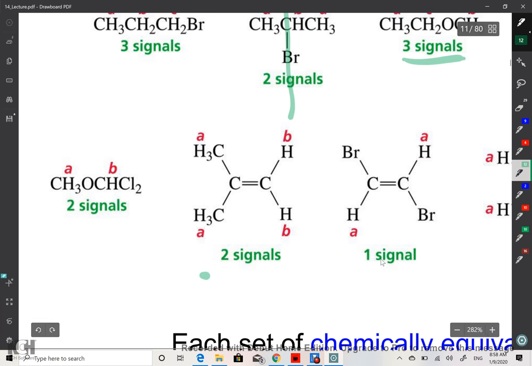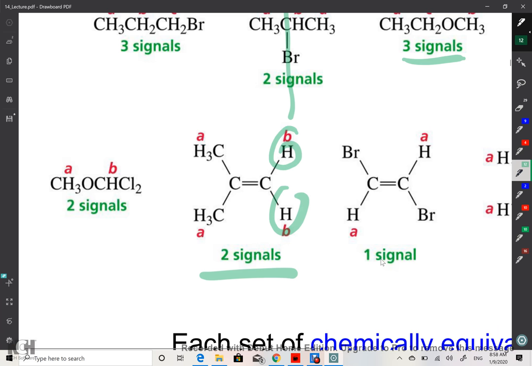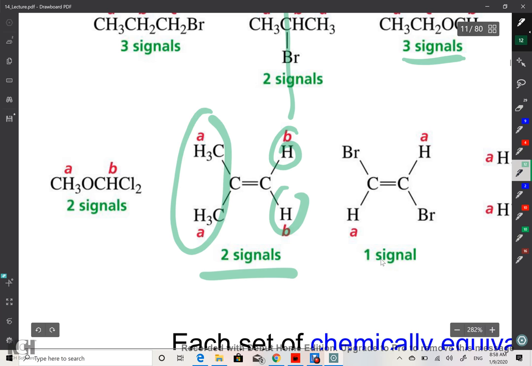Let's look at this one. This one says it will give us two signals. These two will be the same, so they will appear as one signal, and then these guys also will appear as one signal. You can clearly see the symmetry over there.